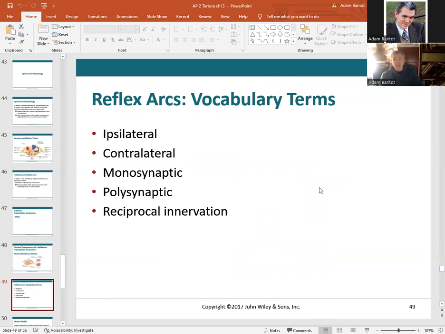Little vocabulary: ipsilateral, that's when a reflex is on the same side. Contralateral is when a reflex engages muscles on the opposite side of the body. Monosynaptic, monosynaptics are when one nerve signal goes to one neuron and that second neuron sends the response, one nerve to one nerve. Polysynaptic means that multiple neurons are involved within the response. Reciprocal innervation is the idea that when an antagonist muscle fires, the agonist will release. We're going to do a whole exercise on that for homework about reciprocal innervation.